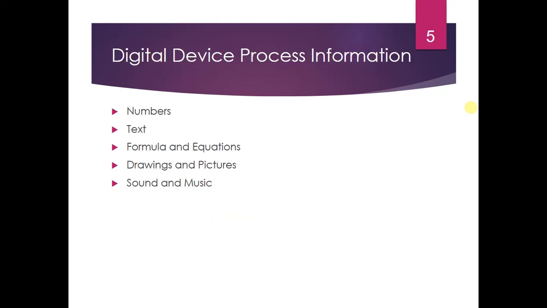What digital devices actually do for us is process information, like numbers. Your calculator adds, subtracts, multiplies, divides, and can do so many things with your numbers. Similarly, we can process text. Your Word is an example of a text processor. We can apply formulas, or work with equations using computers or digital devices. We can do drawings and process pictures. Your camera processes pictures for you. Similarly, Paint is an example of a drawing tool, and it processes information. We can also process sound and music using digital devices.